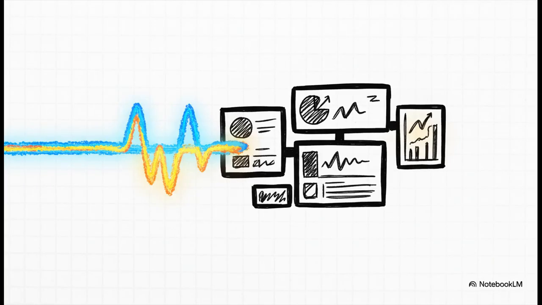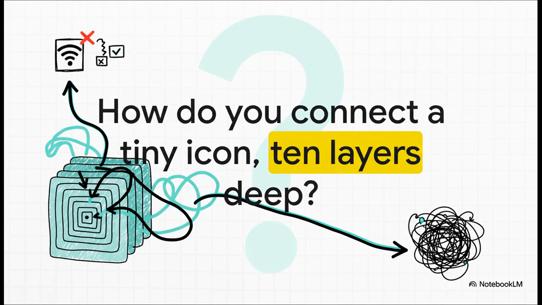Okay, so picture this. You're building a super complex reactive dashboard. You've got data streaming in constantly from a live WebSocket. It's literally the heartbeat of your entire app. But here's the catch. You've got this tiny little status icon buried 10 layers deep in your component tree, and it needs to know if that connection is live or not. How in the world do you get that information down there? This is a classic challenge that can turn your beautiful code into a tangled nightmare if you're not careful.